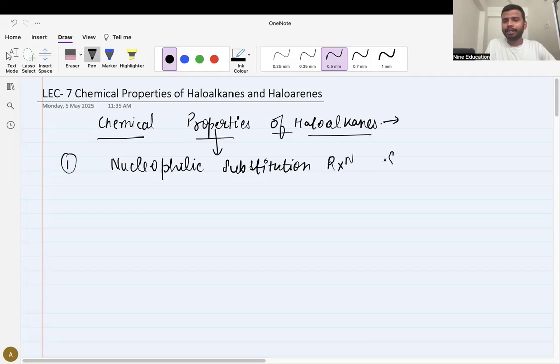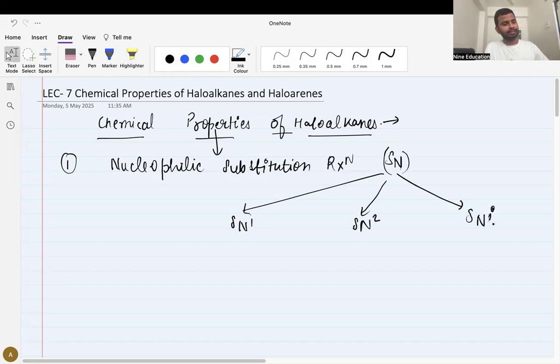जिसको हम लोग प्यार से SN कहते हैं. And you know SN is of how many types? First one SN1, next one SN2, last one we did SNi. है ना? 3 types of SN we have learned: SN1, SN2 and SNi. This we have learned in previous classes. Chemical properties में SN1 क्या होता है, SN2 क्या होता है, SNi क्या होता है. Next we have learned about elimination reaction.